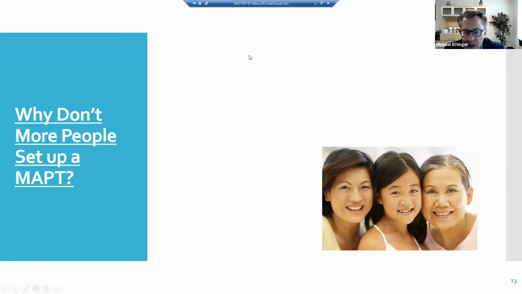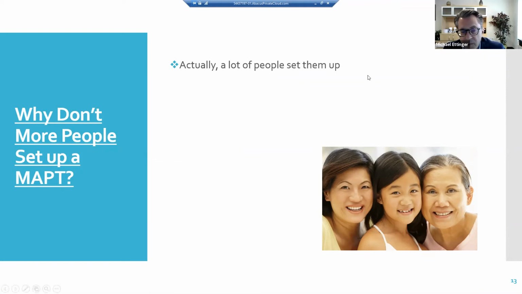Why don't more people set it up? A lot of people say, why don't more people set it up? Well, you know what? A lot of people do set it up. They just don't broadcast it. We've done it for tens of thousands of people over the years, so we know a lot of people do it. The people who don't do it, in my experience, are people who haven't heard of it, which obviously, if you haven't heard of it, you can't do it.